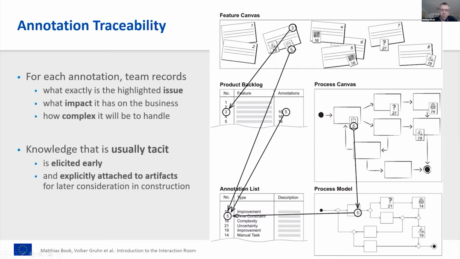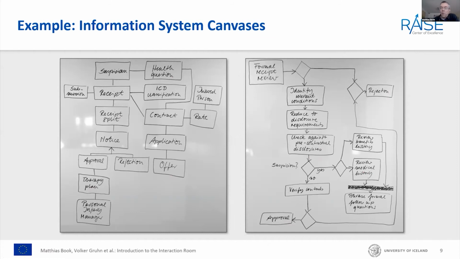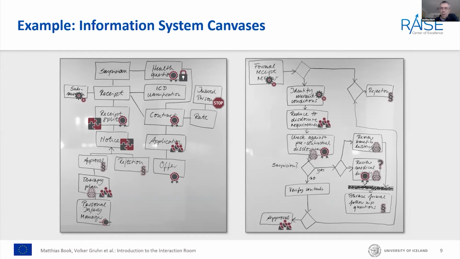And this is really where the main benefit of the interaction room approach is, that all this knowledge that is usually tacit is elicited very early and is explicitly attached to these artifacts that we're creating as we're thinking of a project. Normally, in a typical non-interaction room software project, you might draw these models, but you wouldn't have all these annotations. Your models would look like this, and no one would know where the pitfalls lie. With this, as one of the first artifacts in a project, we see precisely where the difficulties are going to be.